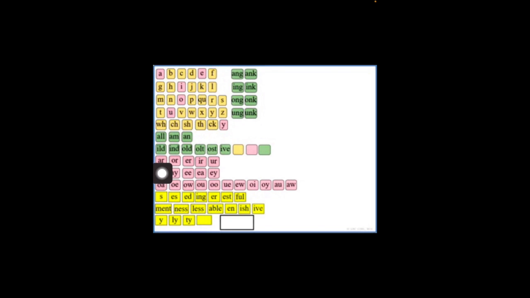A-R, car, R. U-R, burn. A-Y, play, A. E-A, eat, E. O-W, snow, O. O-W, plow, ow. O-A, boat, O. O-E, toe, O.